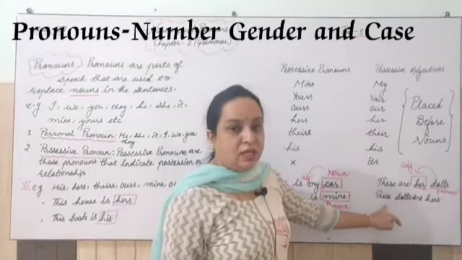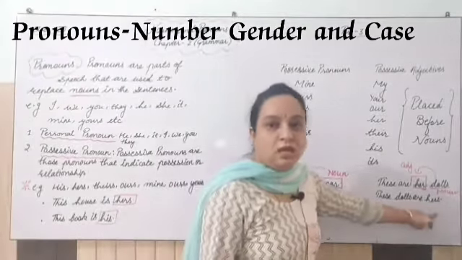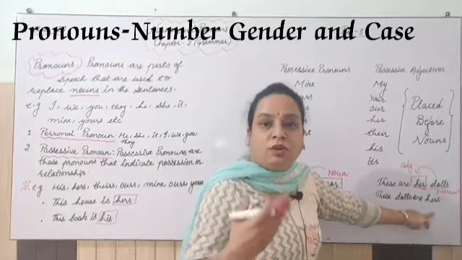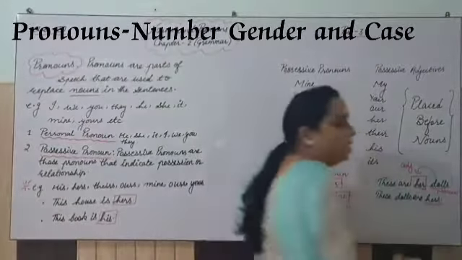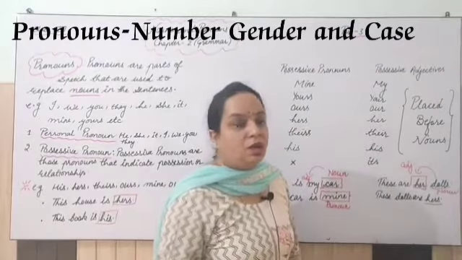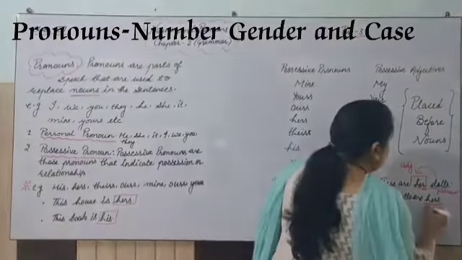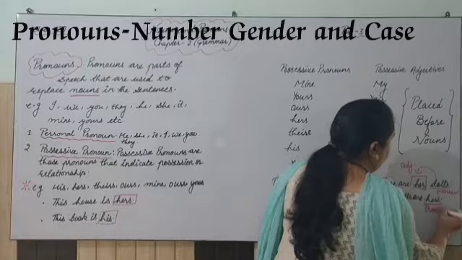But in the second sentence, these dolls are hers, right? Which word is showing possession or ownership? "Hers" is showing possession, right? And it does not have any noun after it. So here it is working as a pronoun.